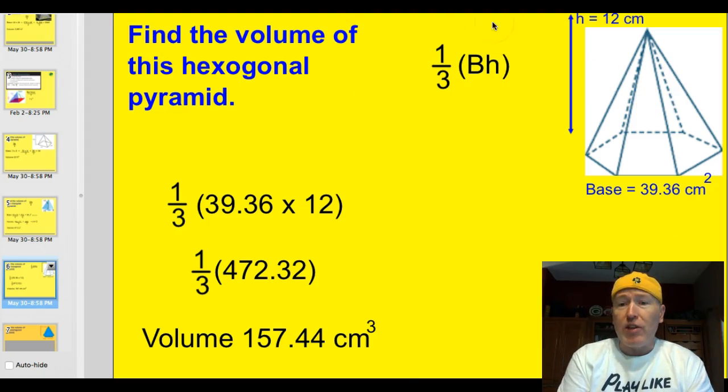I thought I'd go ahead and try 1/3 base times height here. This is the way we did it when we were kids. Same answer, either multiplying by 1/3 or dividing by 1/2. So you got 1/3, that base, times the height. Simplify the base times the height, that's 472.32. So you can multiply that by 1/3, or if you want to divide it by 3, same difference. 157.44 centimeters cubed. Pretty straightforward.